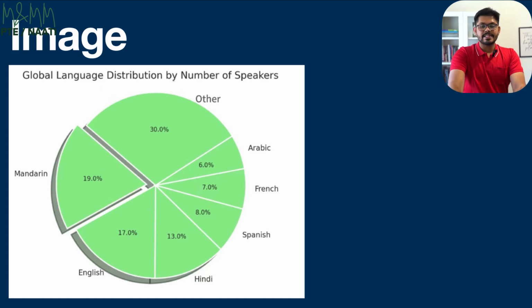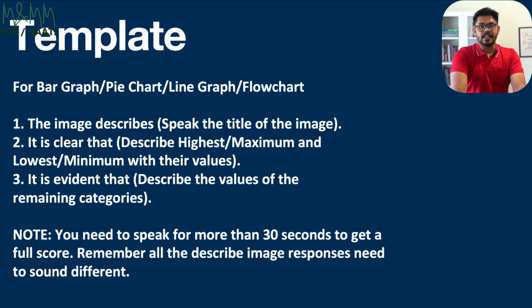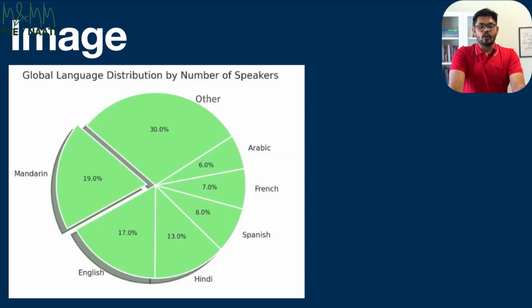Now I can say it is evident that, look at the last line, it is evident that. Now what you can do is you can describe the values of the remaining categories, whatever the remaining categories are. For example, French, Spanish, Hindi, English, and Mandarin. These are the remaining categories. So you can say it is evident that French is 7%, Spanish is 8%, Hindi is 13%, English is 17%, and Mandarin is 19%. Now what you have done, you have first told them the title, then you told them the maximum, minimum, then you told them the values of the other categories.